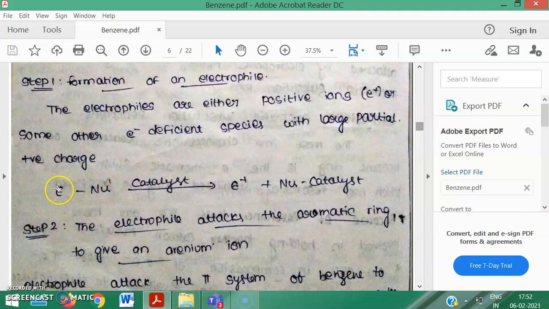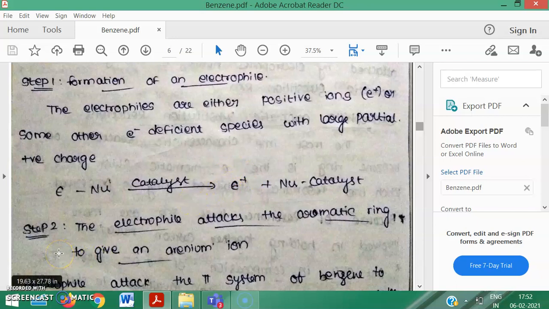For a compound like Cl2, in the presence of a catalyst it can give one Cl plus and one Cl minus. Cl plus is the electrophile that can substitute on benzene to give chlorobenzene. So that is the production of the electrophile, the first step.